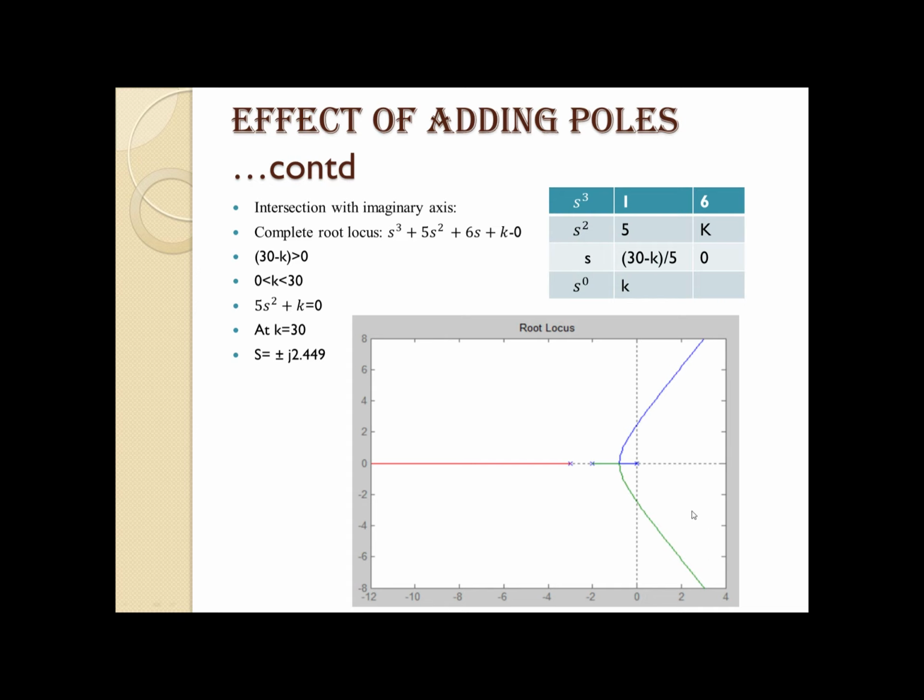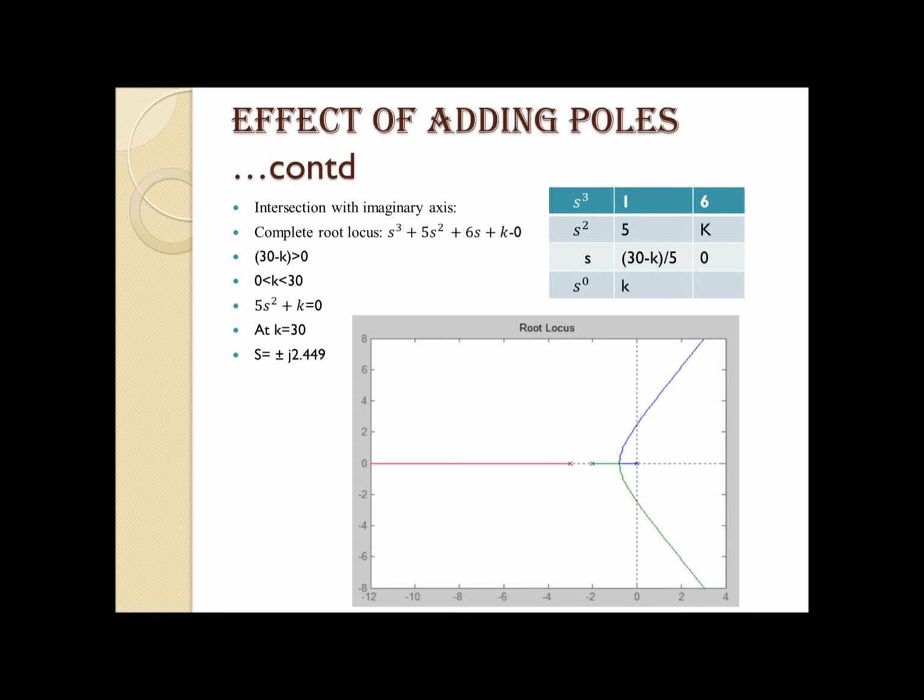So this is the complete root locus. Here we can see there are 3 poles: 0, minus 2 and minus 3. From minus 3, the root locus branch goes to infinity by following the minus 180 degree asymptote, and these two both meet at the breakaway point, and after the breakaway point, both terminate at infinity by following the asymptotic angles and cut the imaginary axis at ±j2.449.